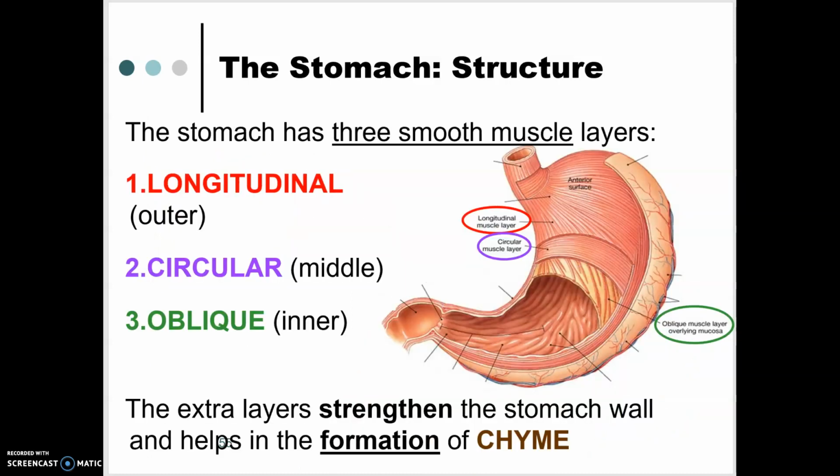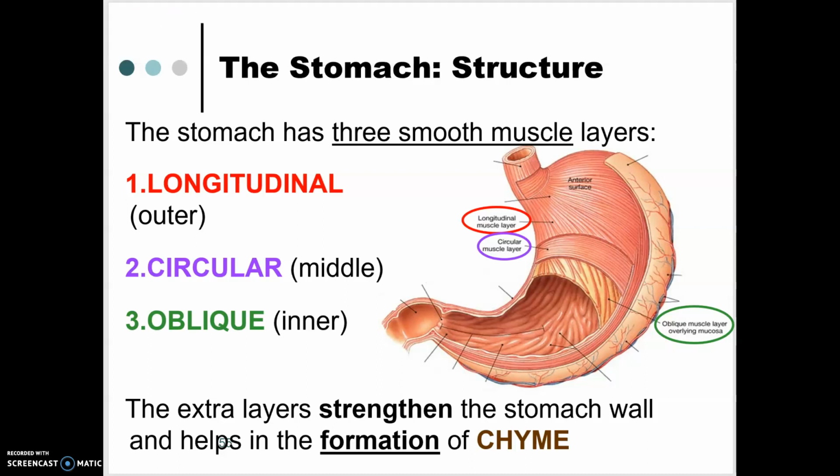So 3 layers of muscle, smooth muscle, remember, because we can't control the contractions in our stomach. We've got longitudinal and circular muscles, and that's common throughout our digestive system. It's very common to see 2 groups of muscles, longitudinal and circular, and these work with each other to move stuff around. In the stomach, we get this 3rd layer, which is the oblique layer.